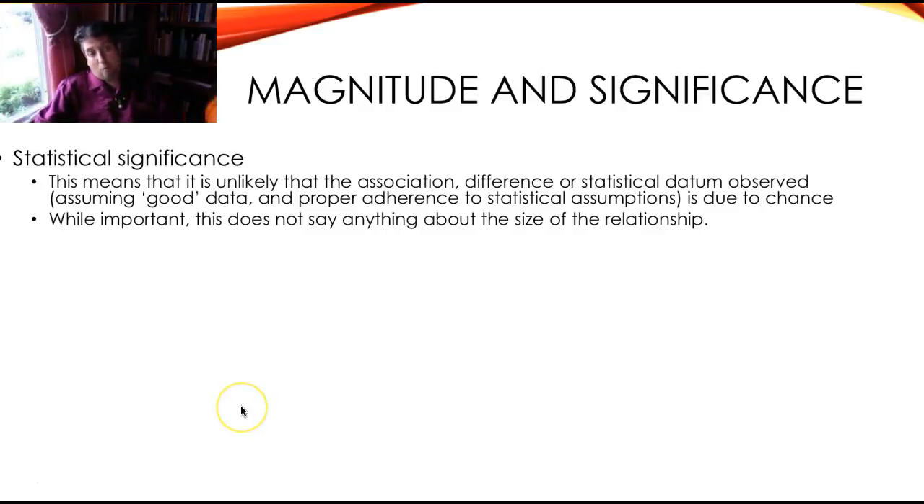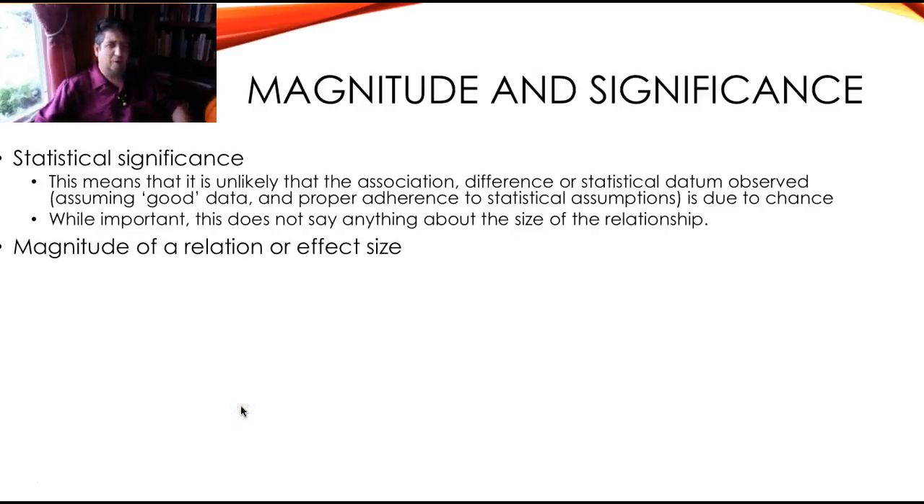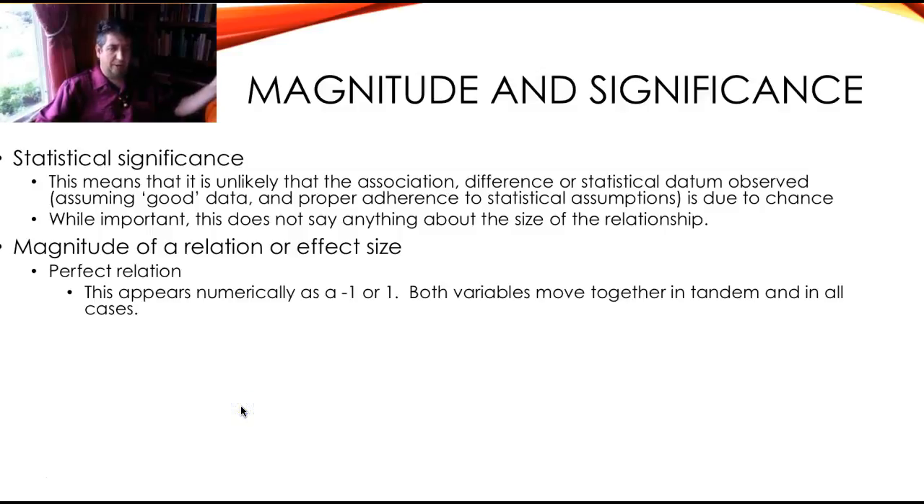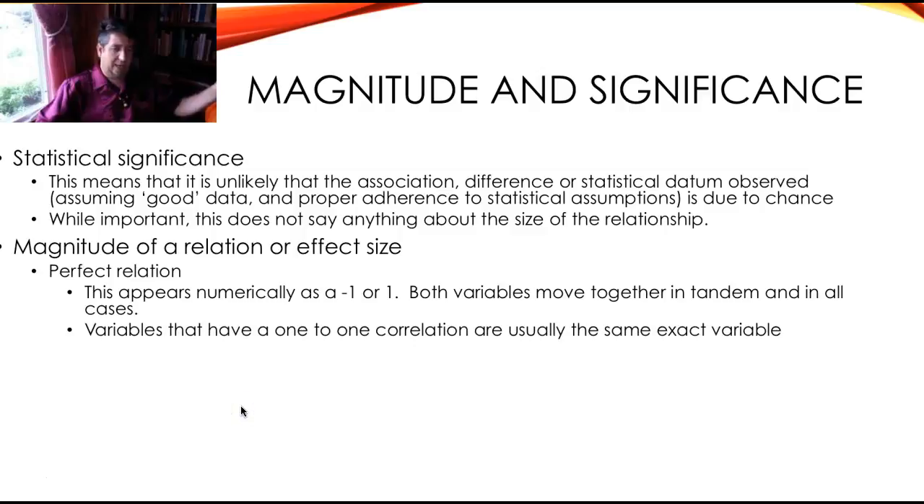And while that's really an important thing to find out in research, it doesn't say anything about the size of a particular relationship. So the magnitude of the relationship is really important. Again, we're looking at how close it is to 1 or minus 1 in terms of a correlation. And this is, of course, in the standardized form.